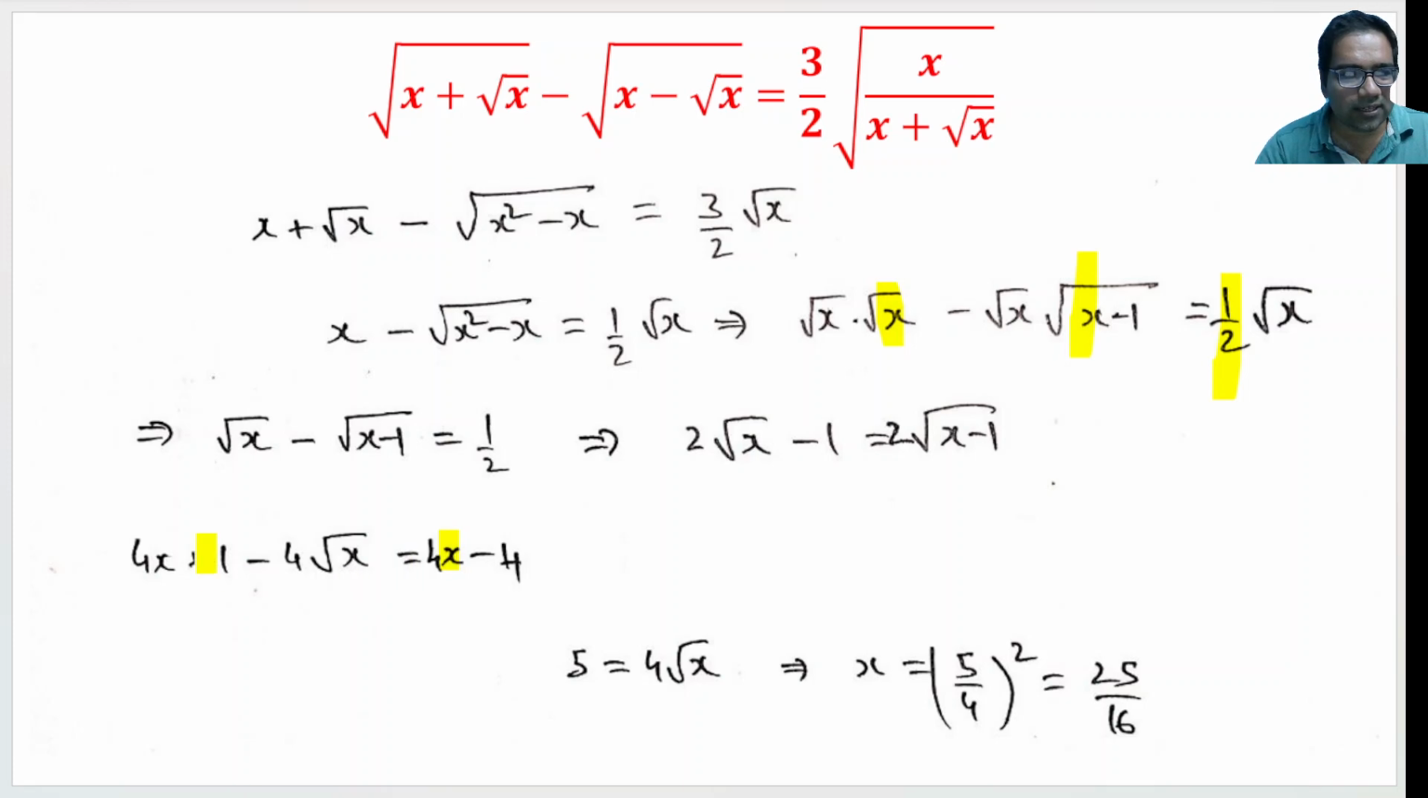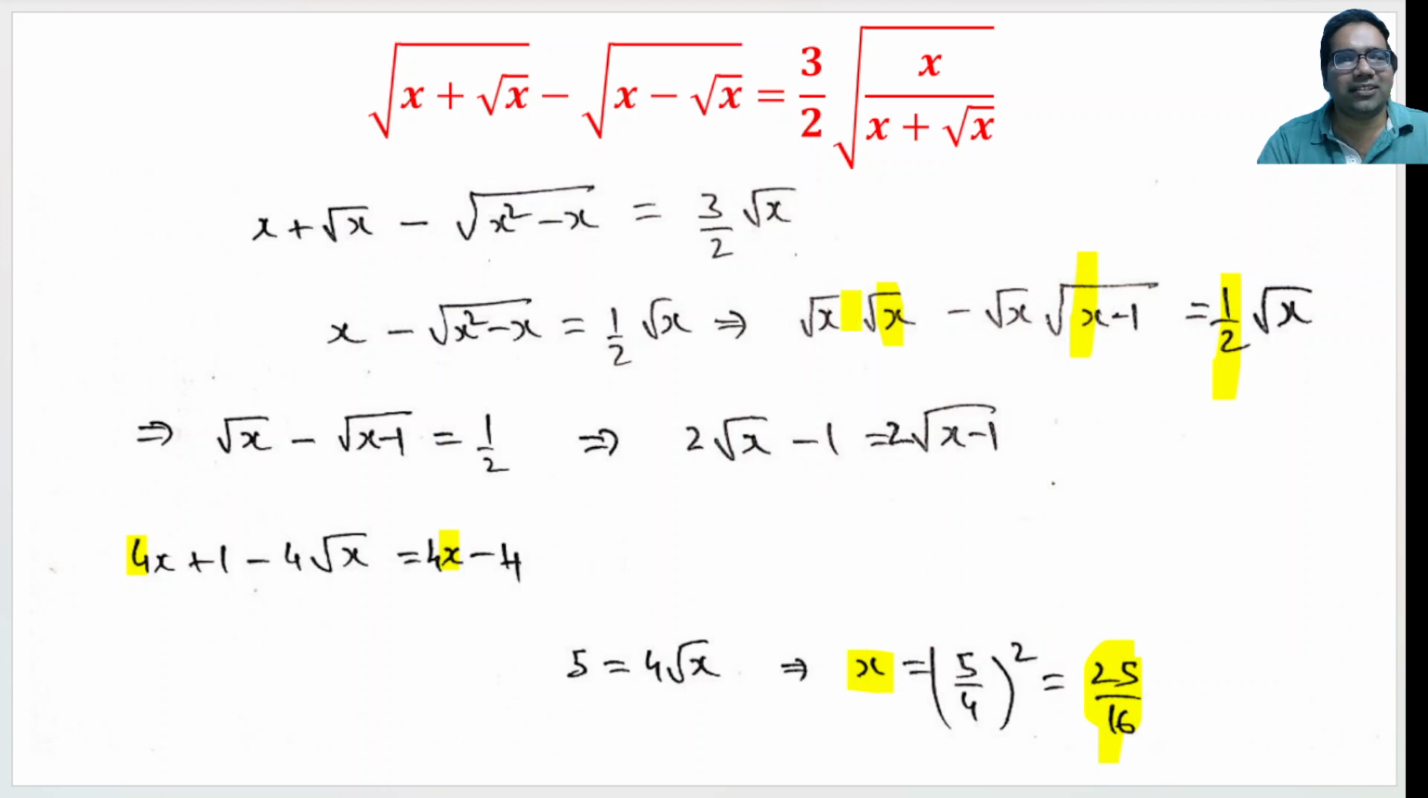So this 4x and this 4x will get cancelled. And this 1 plus 4 will become 5, and 4 root x we can send to the other side. So 5 equals 4 root x, that means 5/4 equals root x, that means x equals (5/4)², which is 25/16. So this is the answer, right guys?